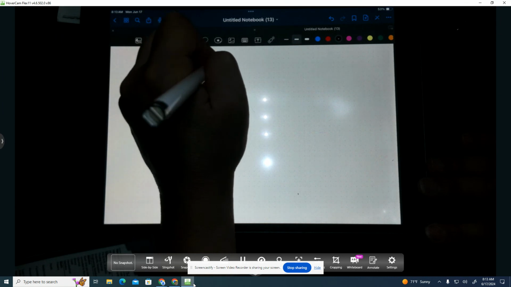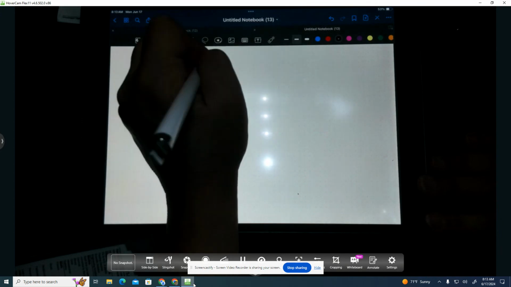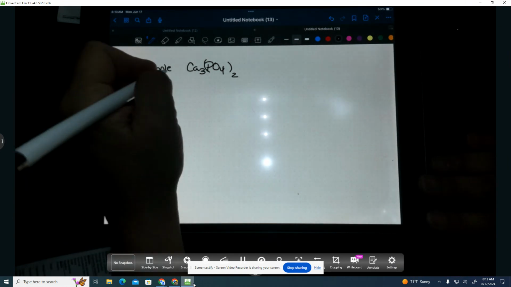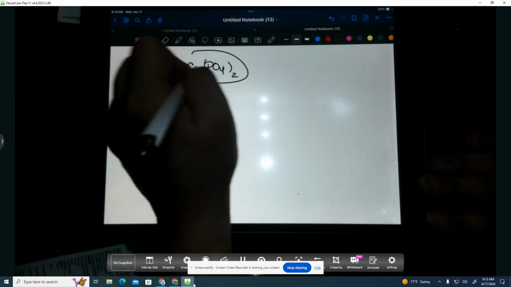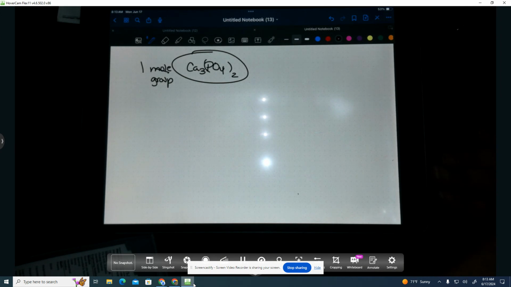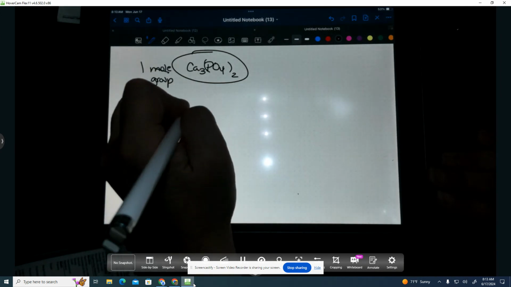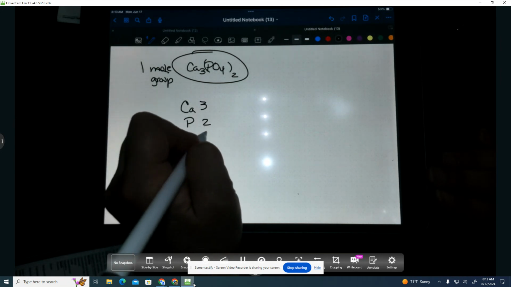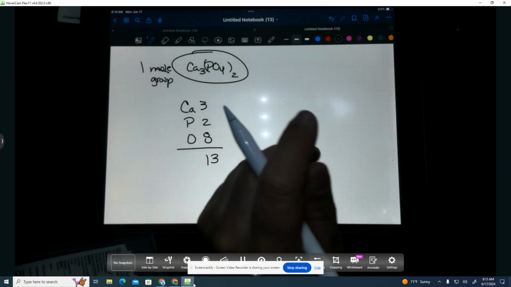What is the total number of moles of atoms present in 1 mole of Ca3(PO4)2? I don't know, it's a compound. How many moles of atoms? What's another word for mole? Group. So if we change this to group, one group of this has how many groups of atoms in it? How many calciums do you have? 3. How many phosphorus do you have? 2. How many oxygen? 8. That's 13 total.